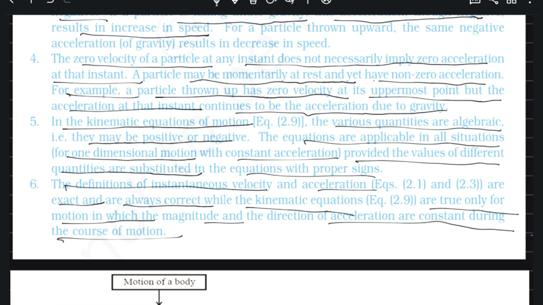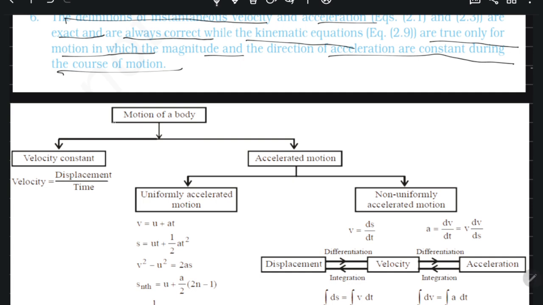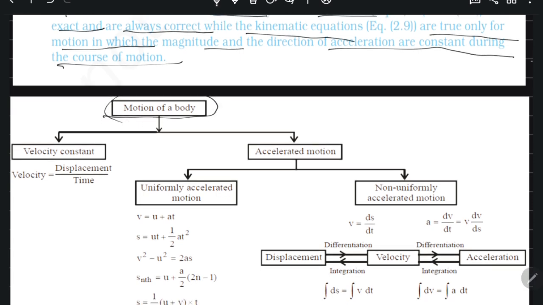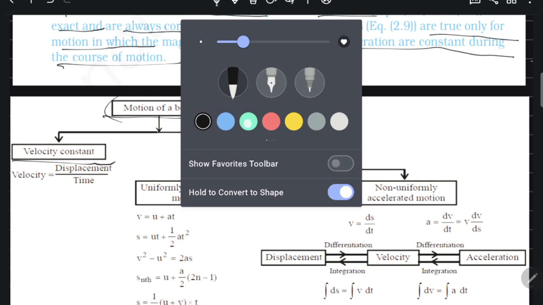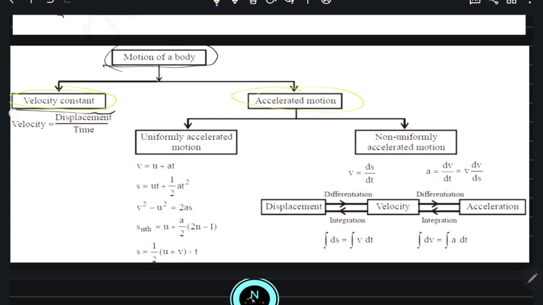If acceleration is non-uniform, we cannot apply these equations of motion, right? And here is the final conclusion I can tell: the motion of a body is of only two types, right? Either velocity is constant, or it is accelerated motion. If velocity is constant, then velocity is equal to displacement upon time. We can apply accelerated motion, either uniformly accelerated motion or non-uniformly accelerated motion.